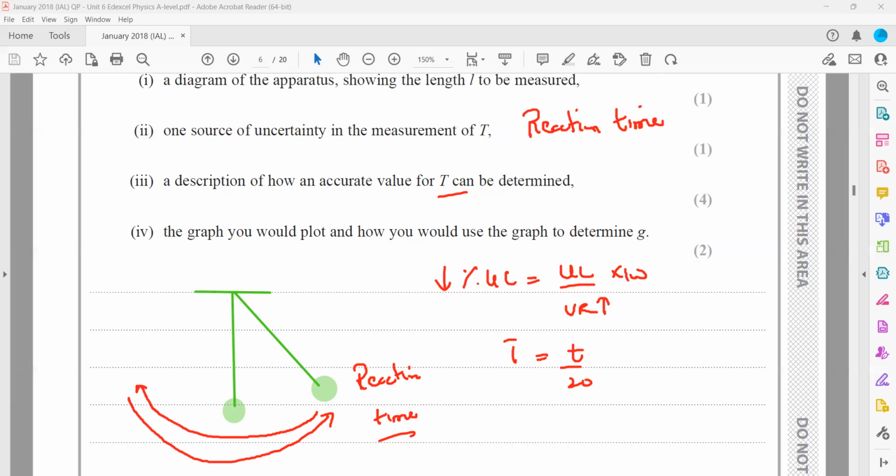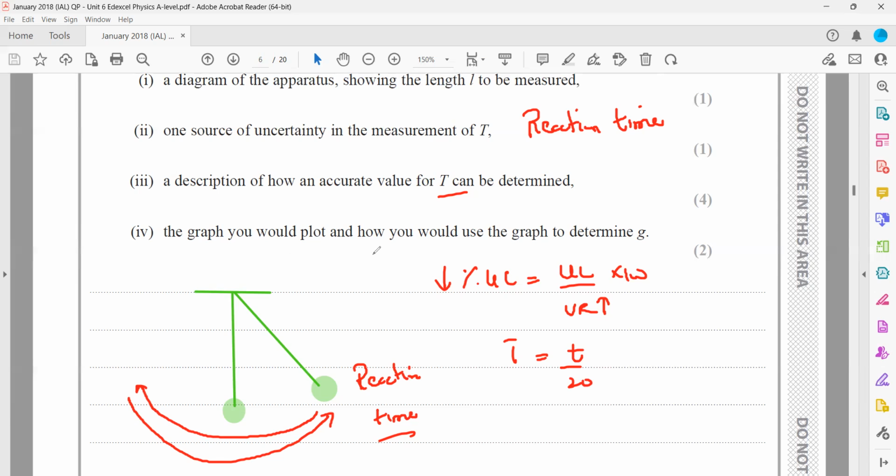It's 4 marks. So how do you score the 4 marks? First, you mark fiducial points, or mark the mean and extreme positions, because then you can identify them. Then you release the pendulum and record the time for 20 oscillations, then divide the time recorded by the number of oscillations and repeat the experiment. That's how you score the 4 marks.